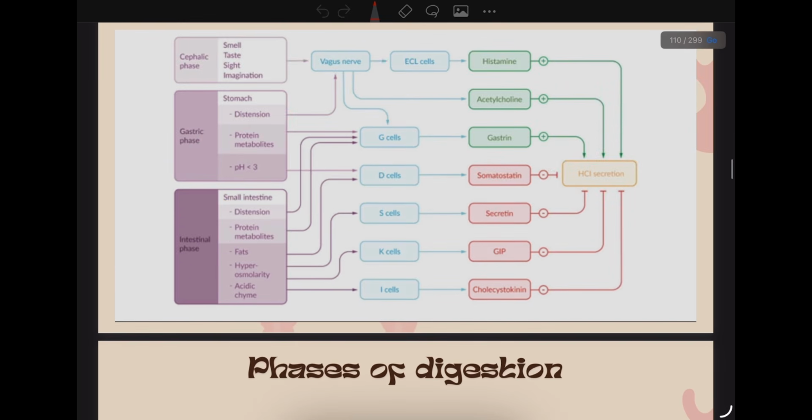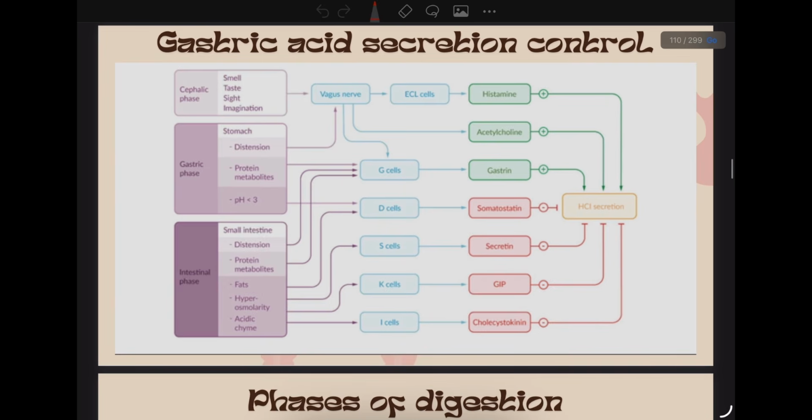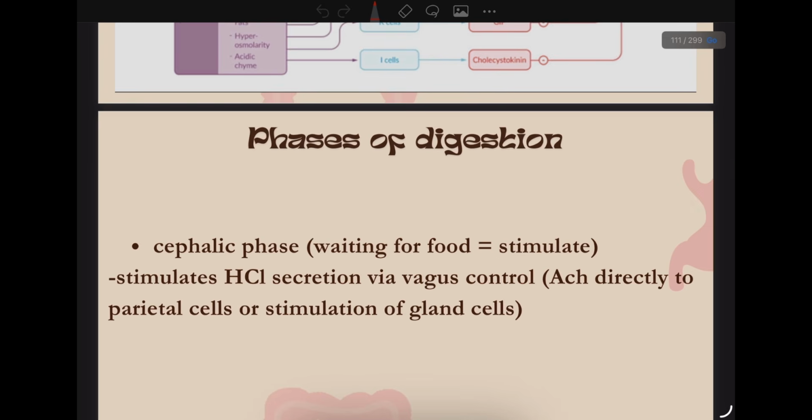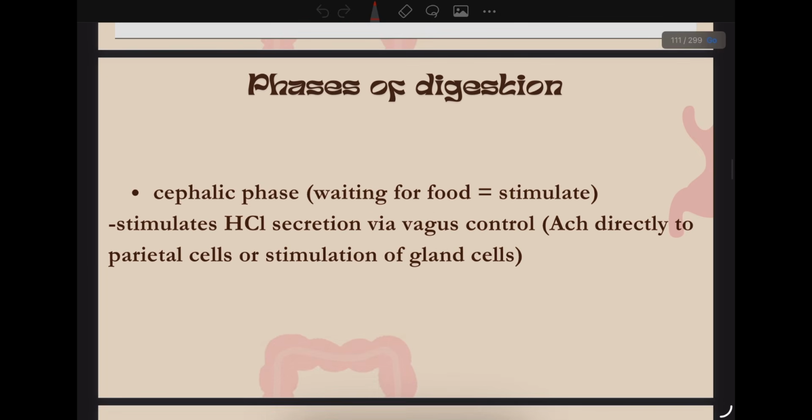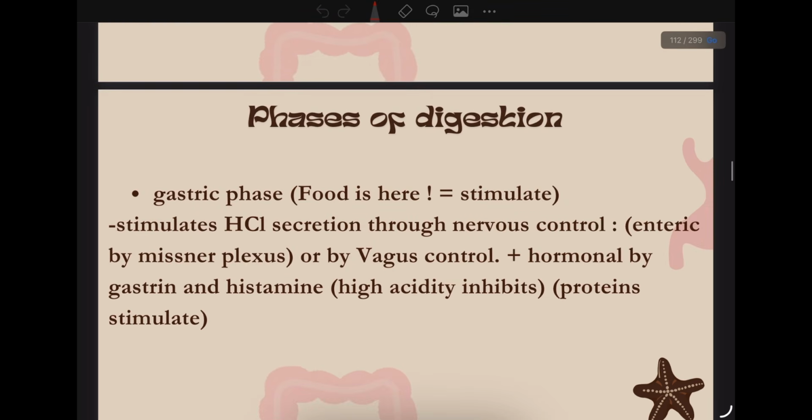And our end point that we want to reach is, do we increase hydrochloric acid secretion or do we inhibit? This is what we will discuss in this lecture. So let's start with the cephalic phase. You are waiting for the food to come, so you will stimulate hydrochloric acid secretion. Makes sense. It stimulates hydrochloric acid secretion via vagus control, either acetylcholine directly to parietal cells or stimulation of gland cells by indirect pathways. And we will discuss the parietal cell in a moment.